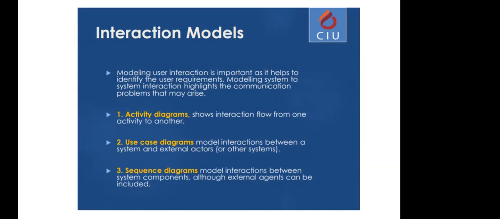These interactions are basically highlighted with three different diagrams. One of them is the activity diagram, which we're going to see today. The other two are the use case diagram and the sequence diagram. Each one focuses on a different aspect. The activity diagram shows interactions through data flow from one to the other.